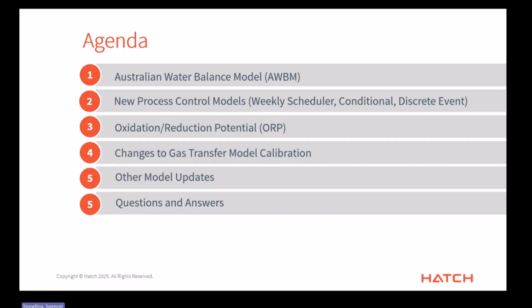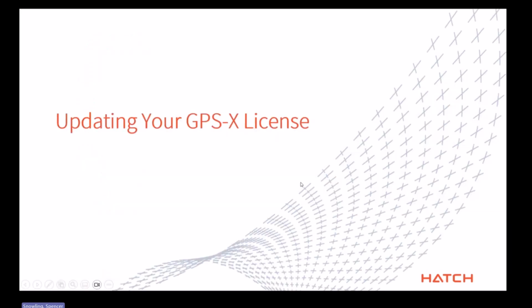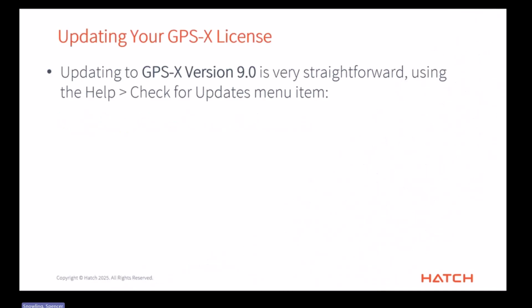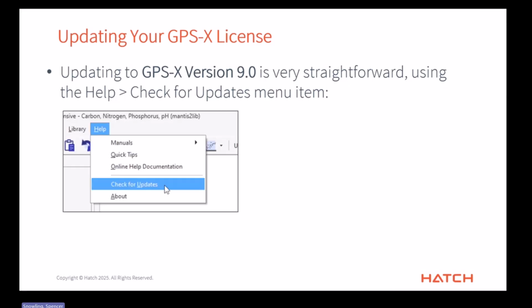Okay, so what I'm going to do is very quickly just give you a refresher. This is similar to what I talked about in the last webinar, just on how to get your new version of GPSX. So several years ago, we switched over our licensing system, so it's now much easier to go through the process of getting the new version and get you up and running. So the way that you do that is open up your copy of GPSX that you currently have. So that would presumably be version 8.5. Go to the help menu and go to check for updates.